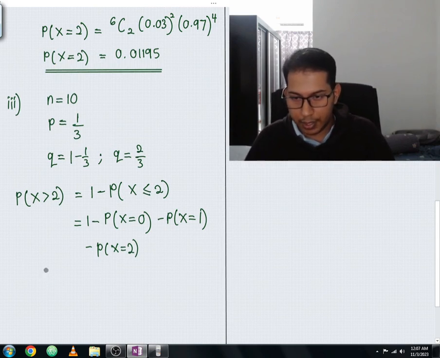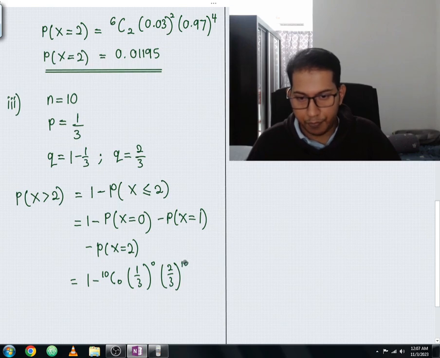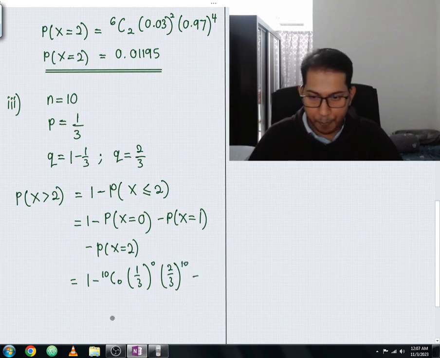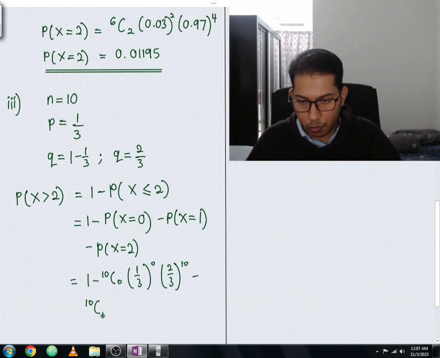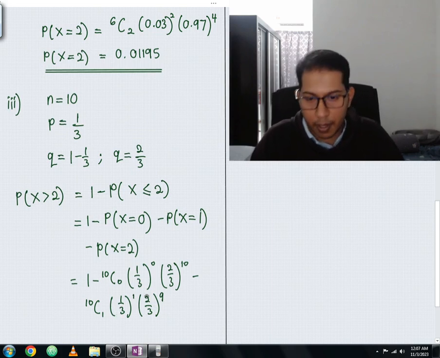Let us do the calculation. So from here, 1 minus 10 choose 0, so 1 over 3 to the power of 0, and then times 2 over 3 to the power of 10. And then minus 10 choose 1, and then times 1 over 3 to the power of 1, and then times 2 over 3 to the power of 9. This is the calculation for probability x equals 1.